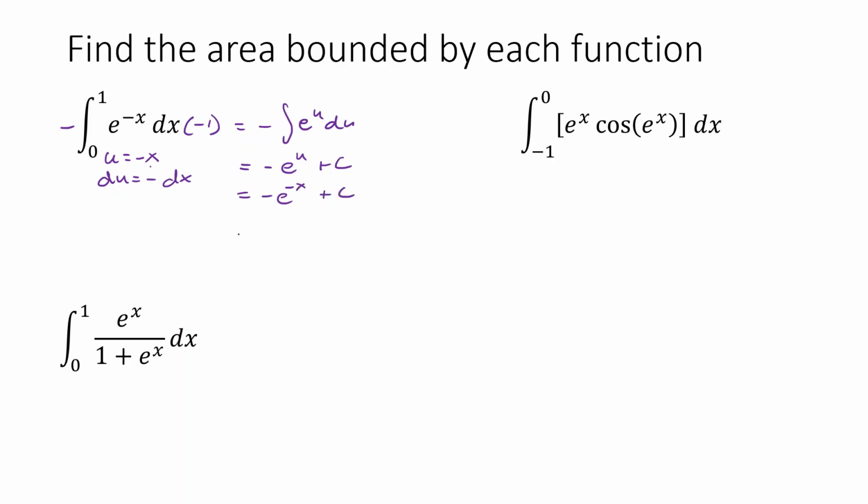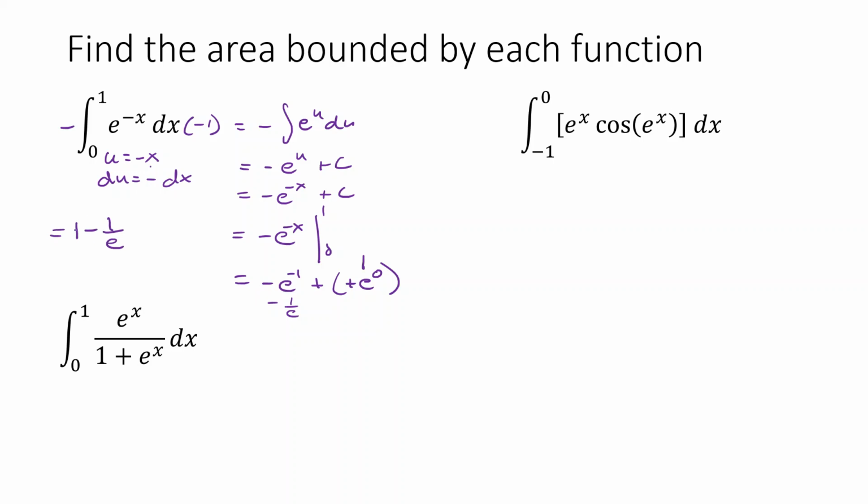And now I'll go back to the bounds. So we get negative e to the negative x from 0 to 1. So if we plug in 1, we've got negative e to the negative 1 minus negative e to the 0. So that's going to change to plus. E to the 0 is 1. This is minus 1 over e. So we're basically getting that this integral equals 1 minus 1 over e.